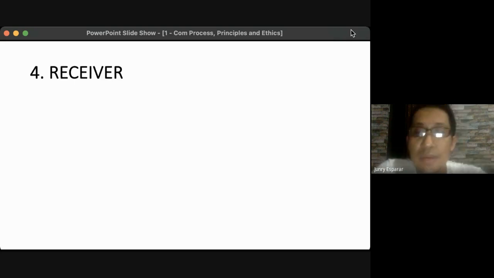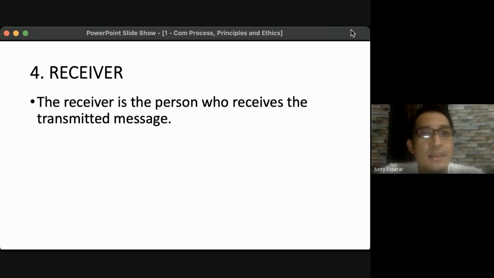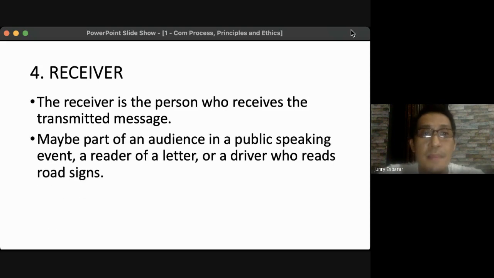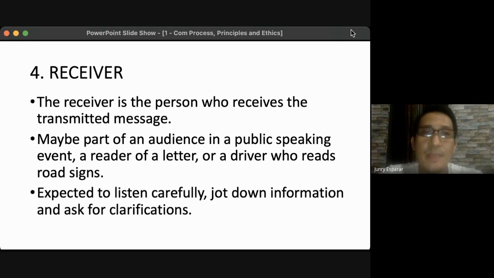Also, we look into the receiver. The receiver is the person who receives the transmitted message. Maybe part of an audience in a public speaking event, a reader of a letter, or a driver who reads road signs. Expected to listen carefully, jot down information, and ask for clarification. So which means that both the sender and the receiver have equal accountabilities. If you want your message to be understood by the receiver, you have to make it clear. You have to choose the right channel.